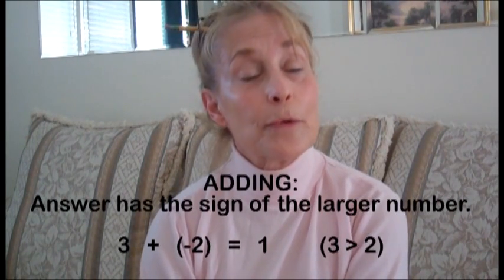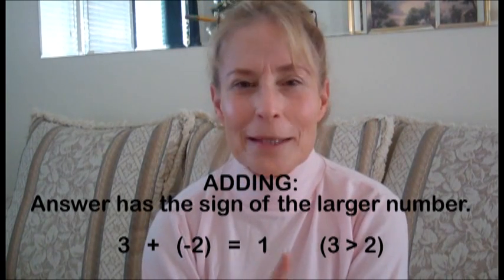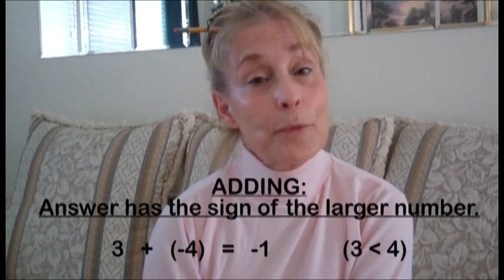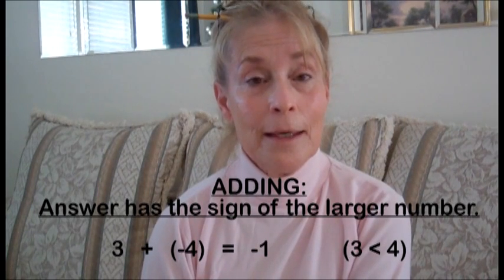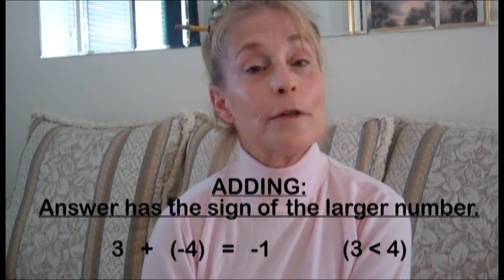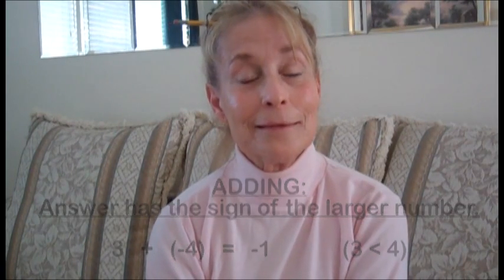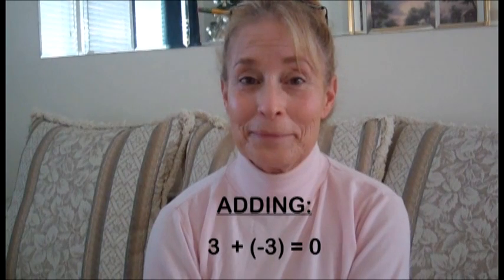Examples. If we have 3 plus negative 2, the answer is positive 1. We always take the sign of the largest of the two numbers. 3 is larger than 2. If we add 3 plus negative 4, the answer is negative 1. Again, we take the sign of the larger of the two numbers. 4 is larger than 3. The answer is negative 1. And then we have 3 plus negative 3 is 0.